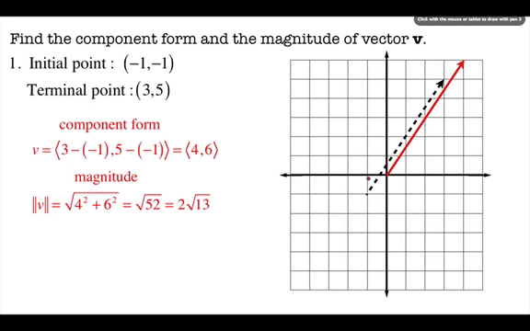What is the magnitude? The magnitude is, let me change the color here, basically the distance of the vector. And if you use the Pythagorean theorem, you should see why this is what we get. So magnitude is technically the distance of the vector.